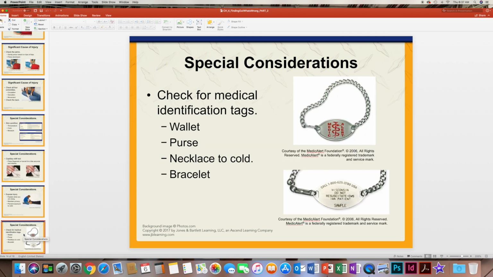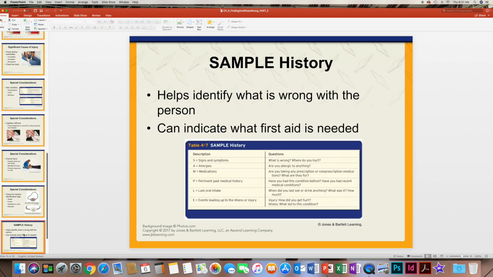Check if there's any medical identification tags. Some people are allergic to penicillin, or they have some other medical emergency and they wear a tag, some type of a medical alert. Check their wallet, their purse, and their bracelet or a necklace if they're wearing it.